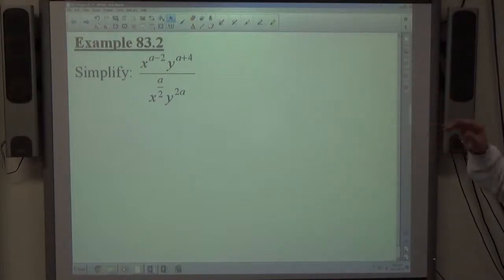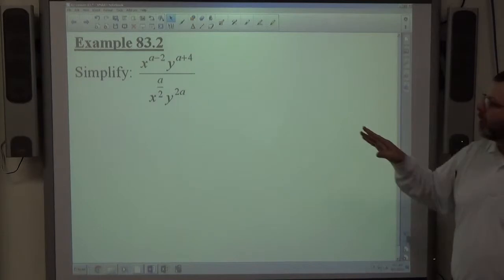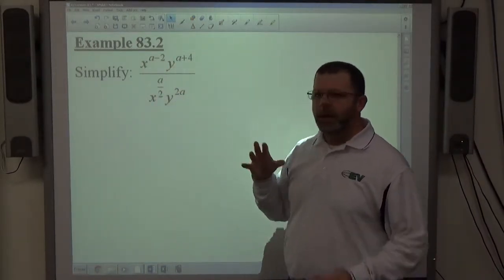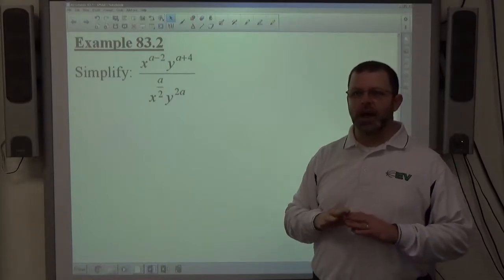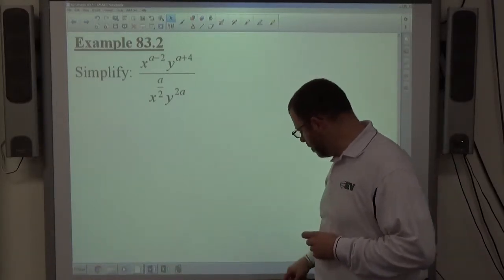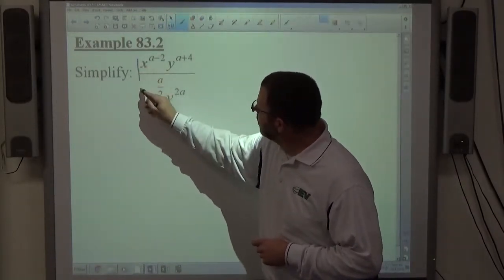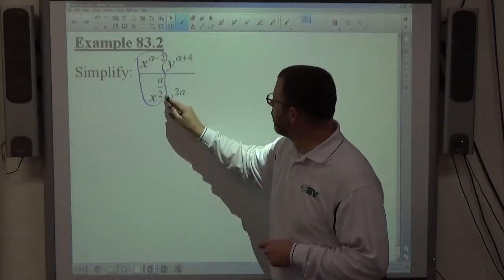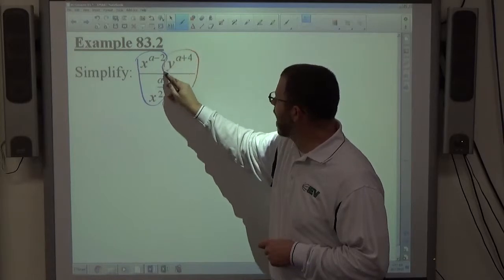Okay, now moving on to example 2, once again, paying attention to the structure of the problem, we have x to a power, y to a power over x to a power, y to a power. I don't focus on what the powers look like, I just focus on the basic structure of the problem. I've got x being divided by x, and I have y being divided by y. That's what's happening here.